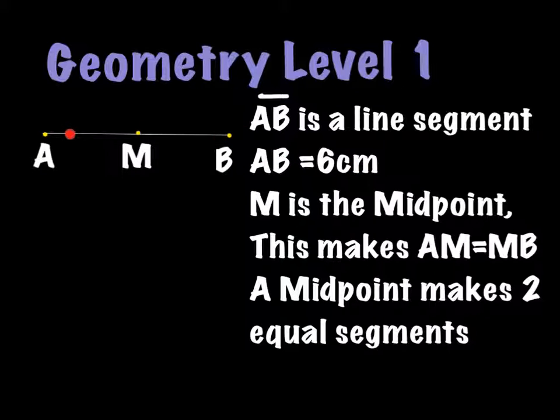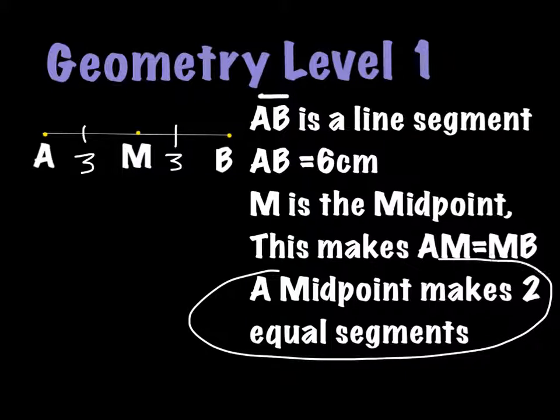There are many points on a line segment, but there is one very special point called the midpoint. It's the point that's exactly halfway between both endpoints. So in this particular picture, AM would be the same length as MB. They both would be 3 centimeters long. Midpoints make two equal segments. That is one of the definitions that you need to know.